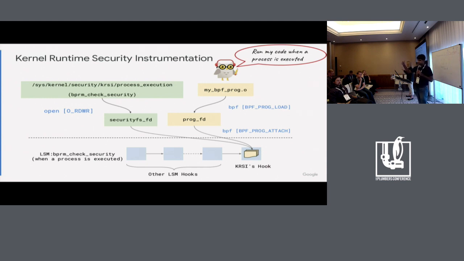And then you have other LSMs it can be stacked with. It's not a major LSM yet. It could be a major LSM, if you know major LSMs have access to these things called security blobs. And currently, it's in the works to use AppArmor and SELinux as major LSMs. You cannot use them together as of now, but KRSI can be stacked with other LSMs at this point. And when this BPRM check security is encountered in the kernel, it can look at user arguments and stuff and say, no, don't do that.